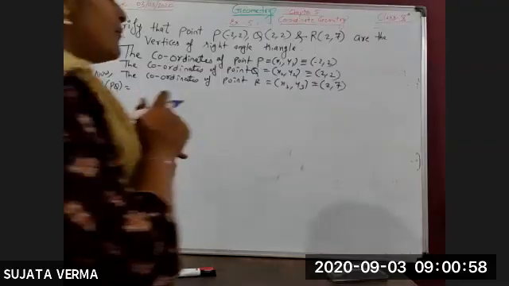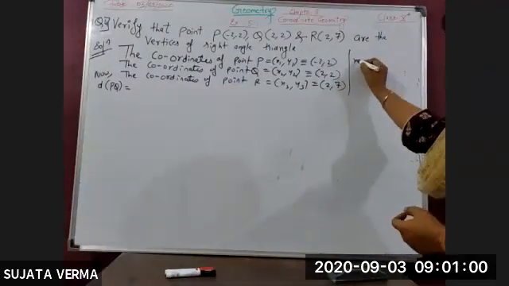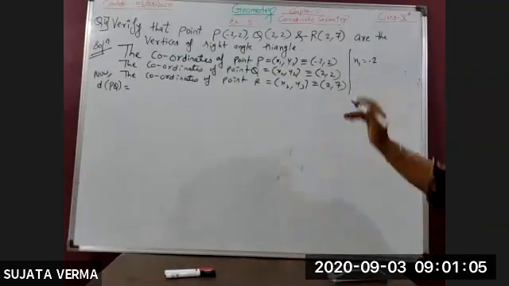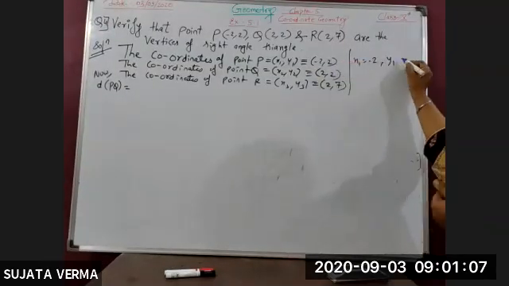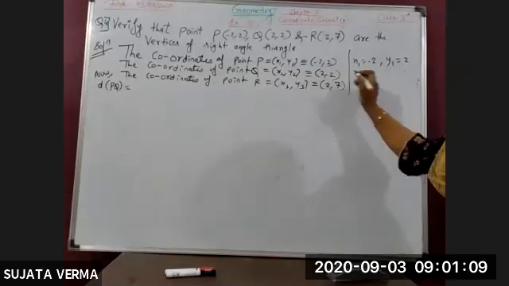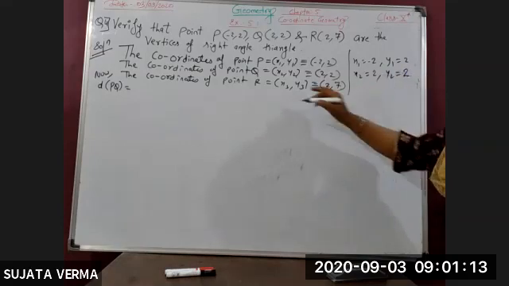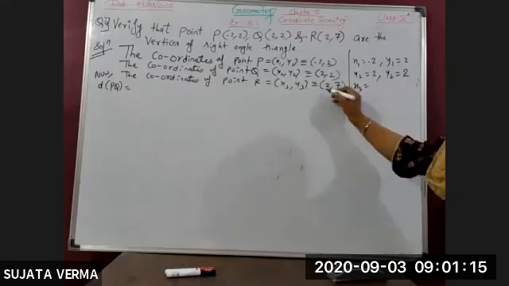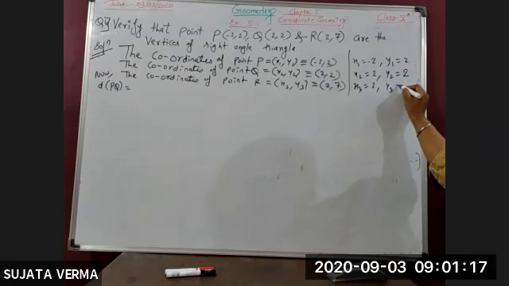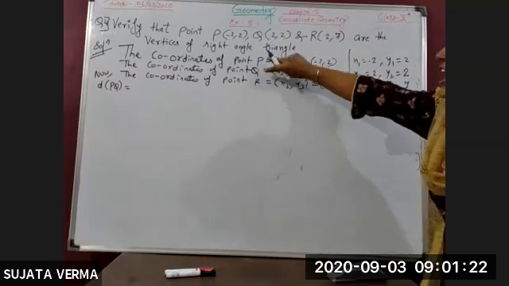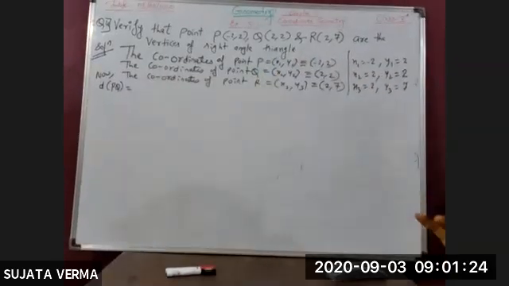From this, we get x1 is equal to -2, y1 is equal to 2, x2 is equal to 2, y2 is equal to 2, x3 is equal to 2, and y3 is equal to 7. By using these values, we can find the distance between the three sides.